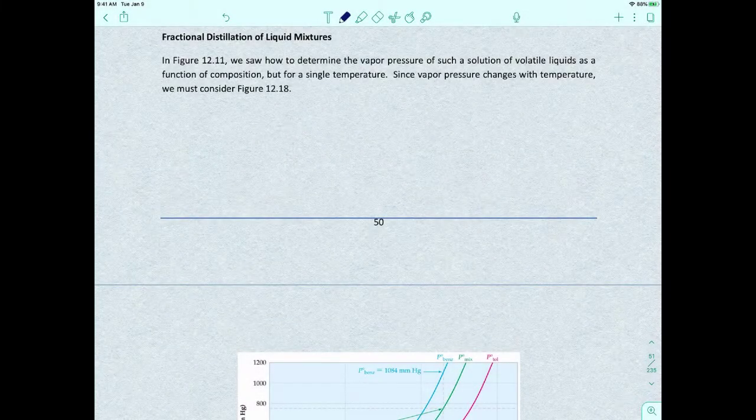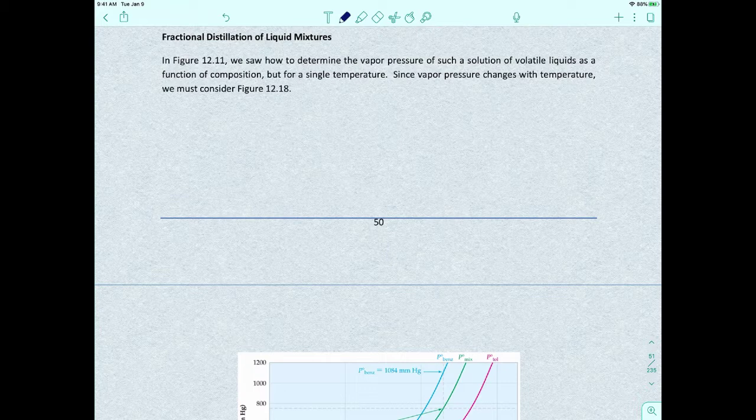The last thing we want to take a look at before we leave solutions is how we can use colligative properties in real life. So when we're adding salt to a road in winter, it depresses the freezing point. That's a way of looking at how this is used in real life.